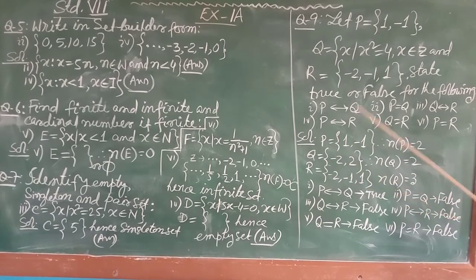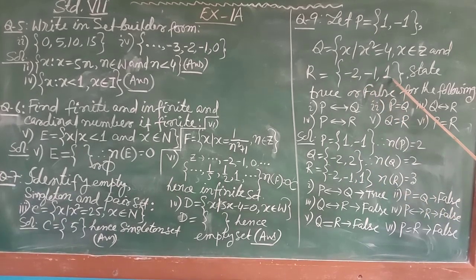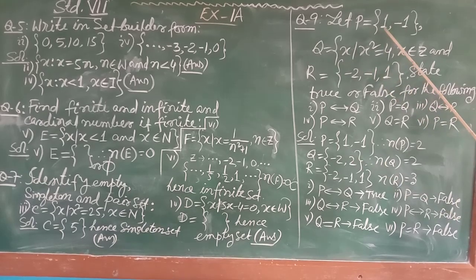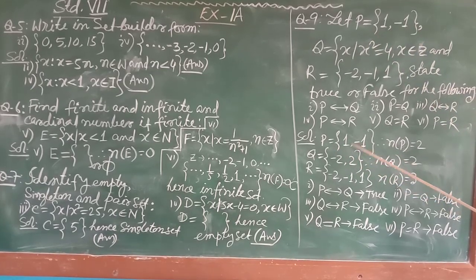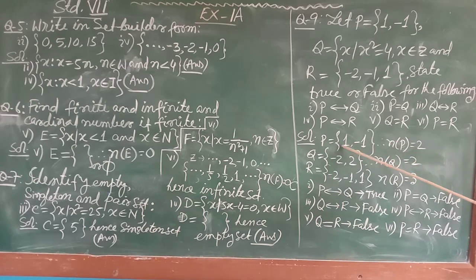You understand? Now R is given to you in roster form. So what you need to do is write down the answer once again where it is given to you in roster form. P is given to you, and the cardinal number of P is 2, with elements 1 and 2.